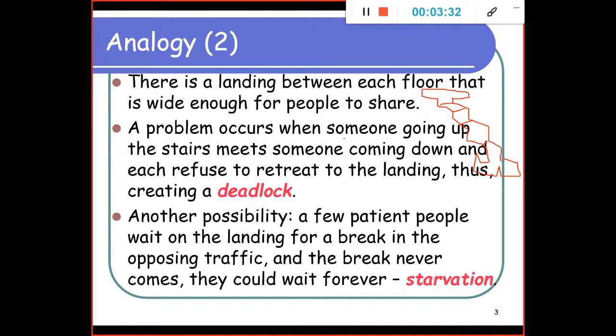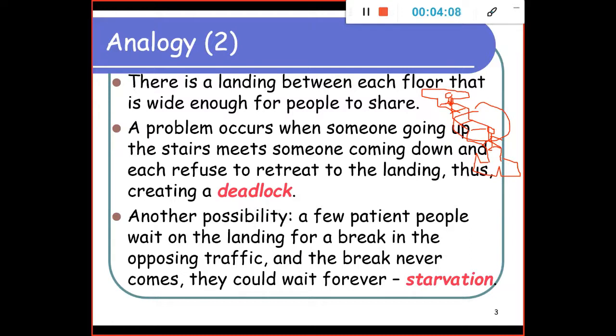A problem occurs when someone going up the stairs meets someone coming down, and each refuses to retreat. So you have here this person wants to go up, this one wants to go down, and this person wants to go up. So you have here a deadlock. No one wants to give up, or retreat to the landing position, either on the upper side or on the lower side.